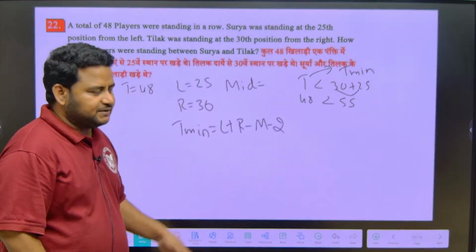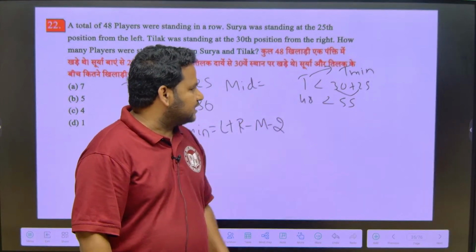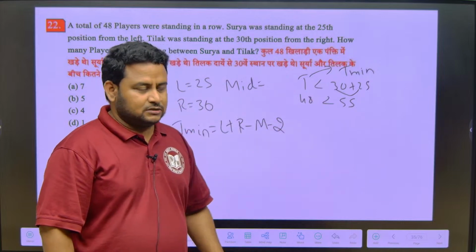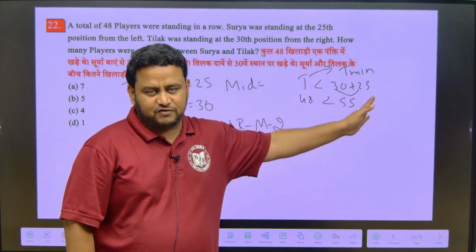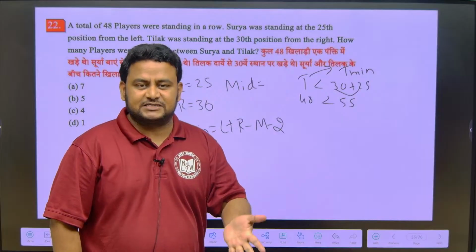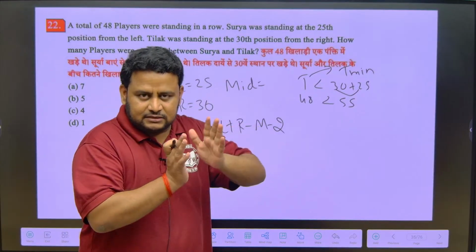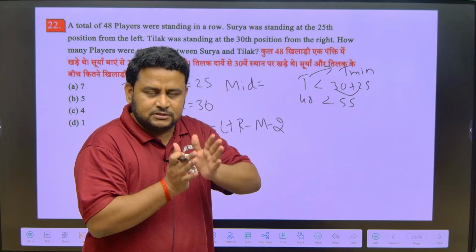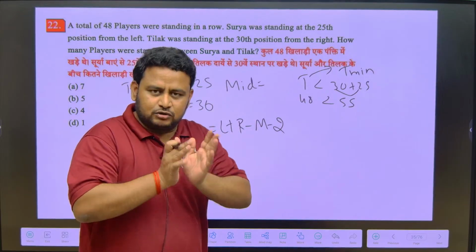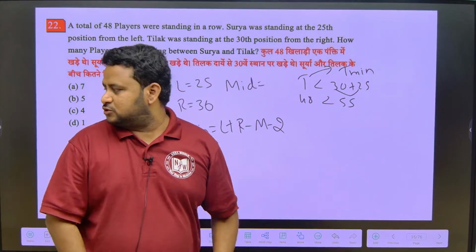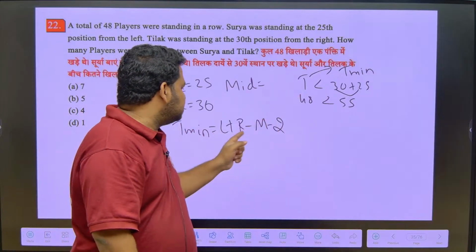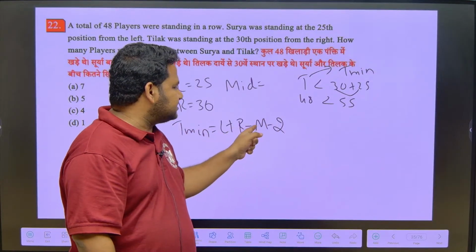How did I get total minimum? Here total is less than L plus R. So total is less means I have to use the minimum formula. Total is greater means we have to use the maximum formula. Total is minimum means minimum formula. That's it. So this becomes total minimum is equal to L plus R minus M minus 2.